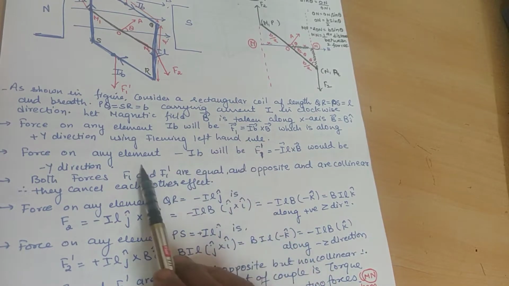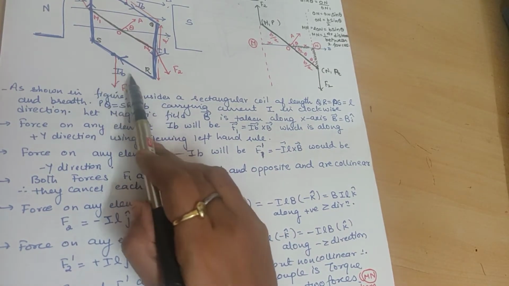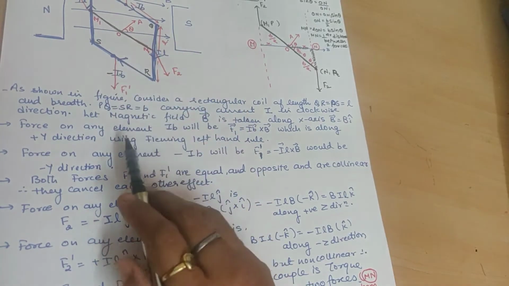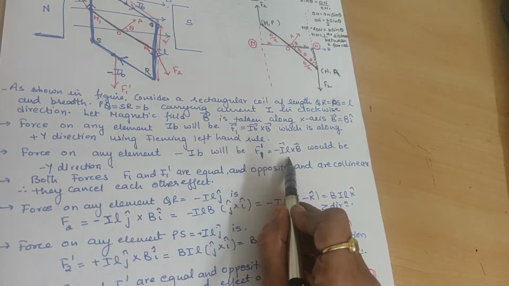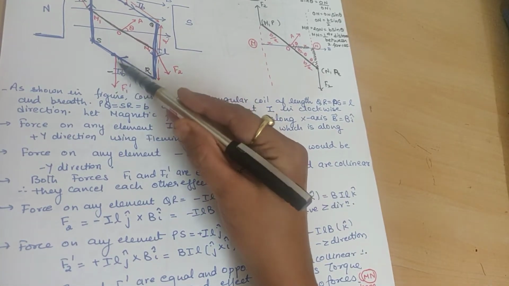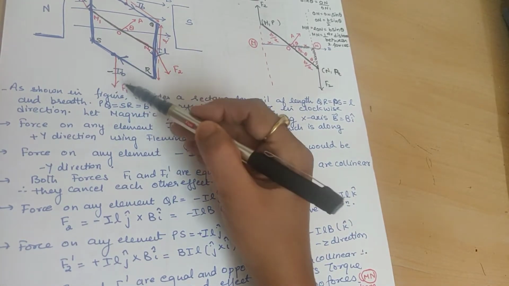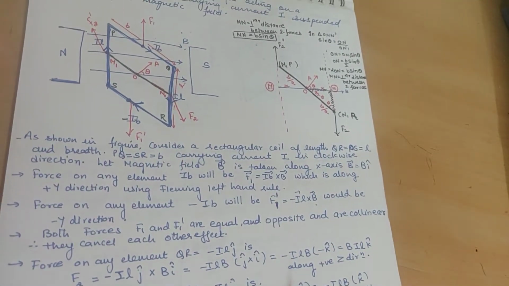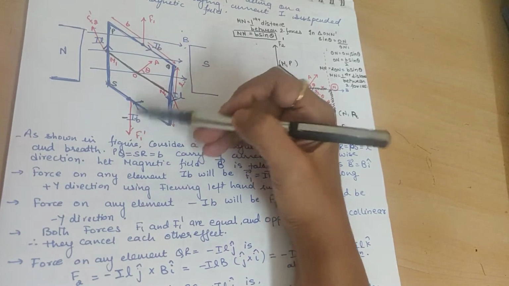And for the opposite element the direction is along minus I dl, because this is plus I dl, so this becomes minus I dl cross B. According to Fleming's left hand rule, it is in the negative y direction. Now this force, that is F1 and F1 dash, both are equal and opposite.